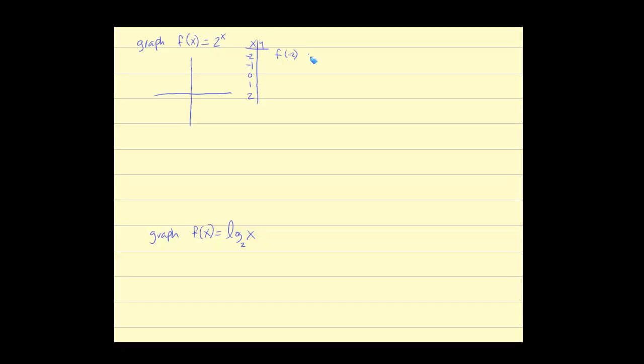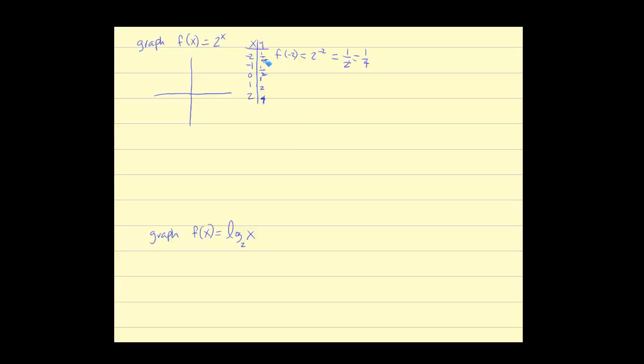equal to 2 to the minus 2. Just putting minus 2 in for x, which would be 1 over 2 squared, which would be 1/4. So when x is minus 2, y would be 1/4. And for the same reason, when x is minus 1, y would be 1/2. When x is 0, y would be 1. When x is 1, y would be 2. When x is 2, y would be 4.